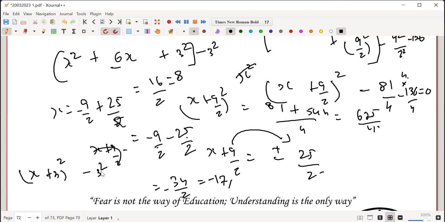This is how you will get it. Then we will substitute x plus 3 as t, so we have t square minus 3 square. If I differentiate 1 by t square minus 3 square dt, then what would be the answer?